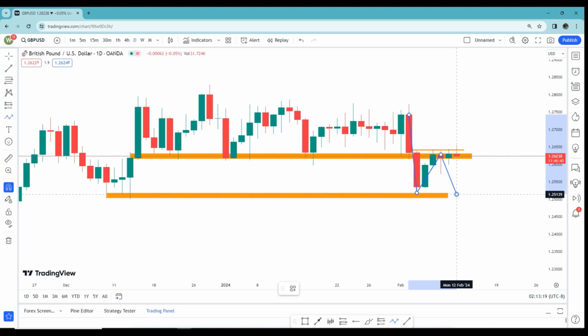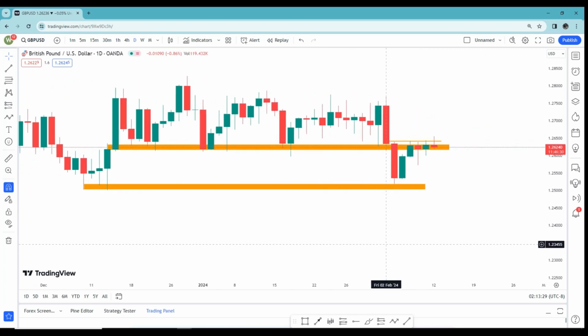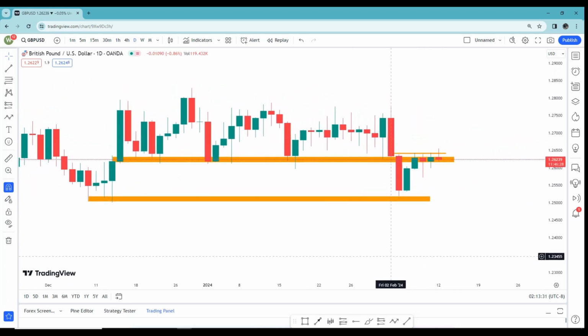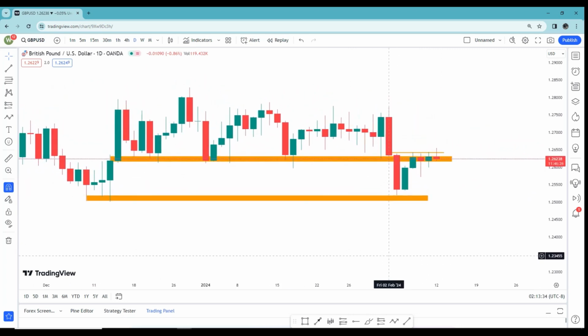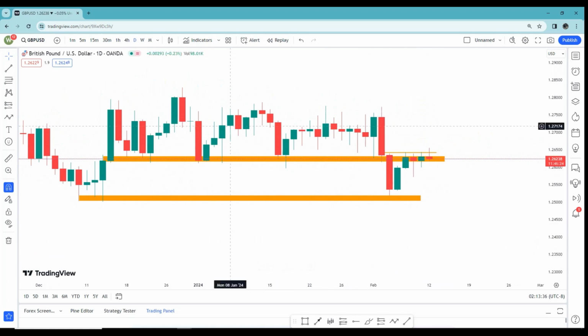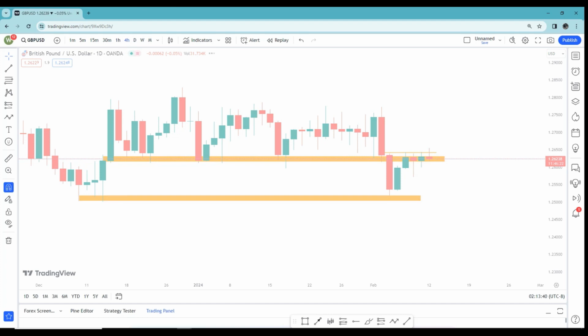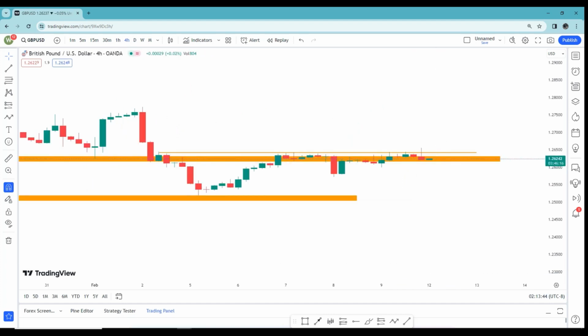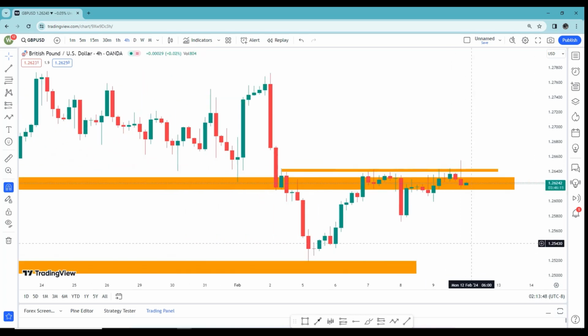But before you get this entry, you have to make sure you enter the right time frame, because you need some confirmation candlesticks which are going to allow you to enter the market. So in this case, I'm going to switch to the 4 hour time frame just to confirm my entry. Let me check what we see on the 4 hour time frame.